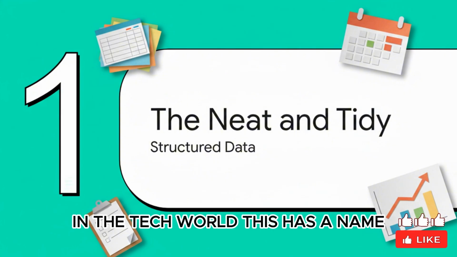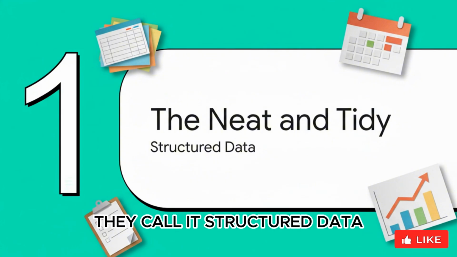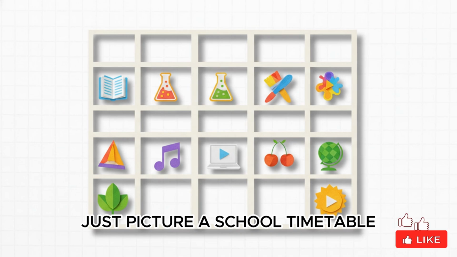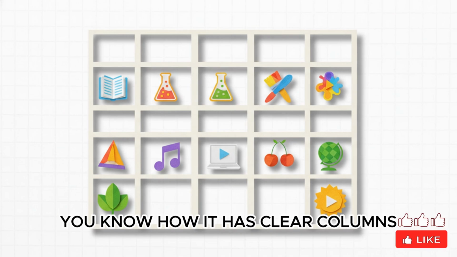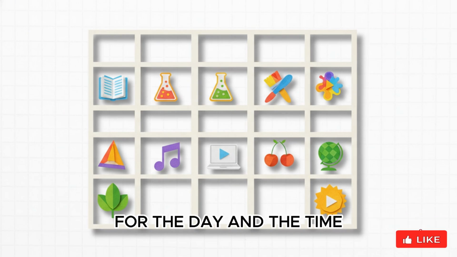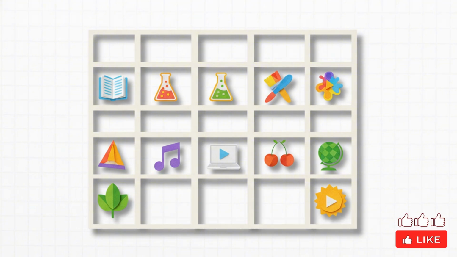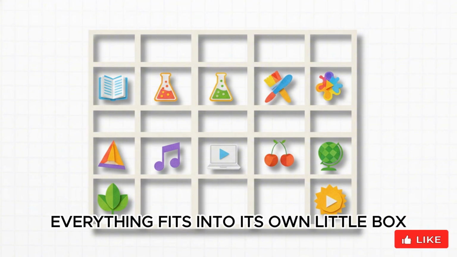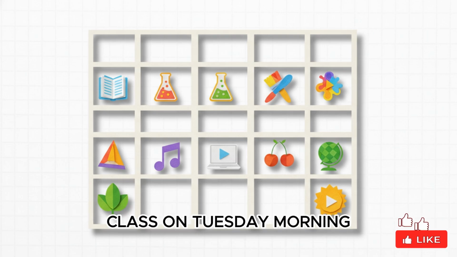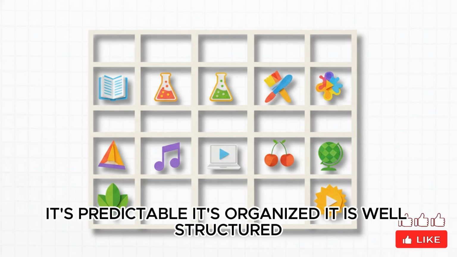In the tech world, this has a name. They call it structured data. Just picture a school timetable. You know how it has clear columns for the day and the time, and then rows for each subject. Everything fits into its own little box. You know exactly where to look to find your math class on Tuesday morning. It's predictable, it's organized, it is, well, structured.